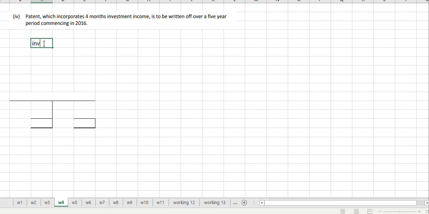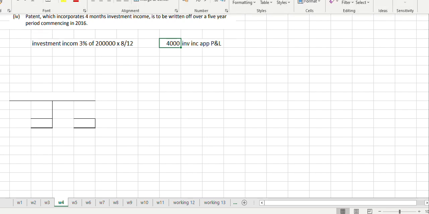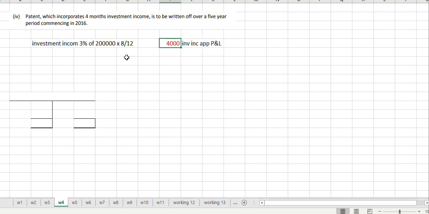So investment income, 3% of 200,000 times 8 divided by 12, which would give you €4,000, and that would be called investment income in the appropriation account of the P&L. Okay, so that is one figure that we are interested in.